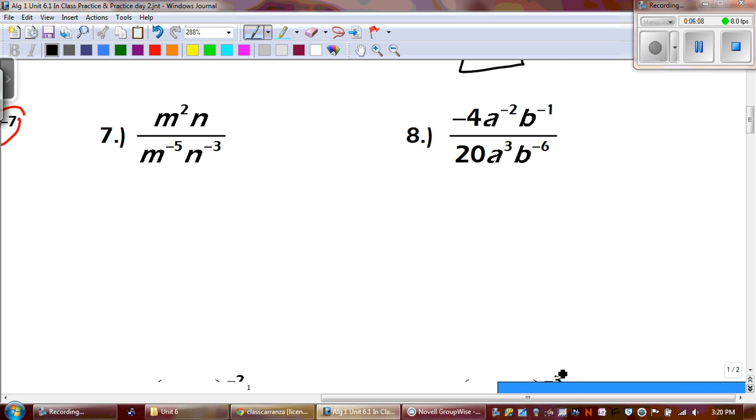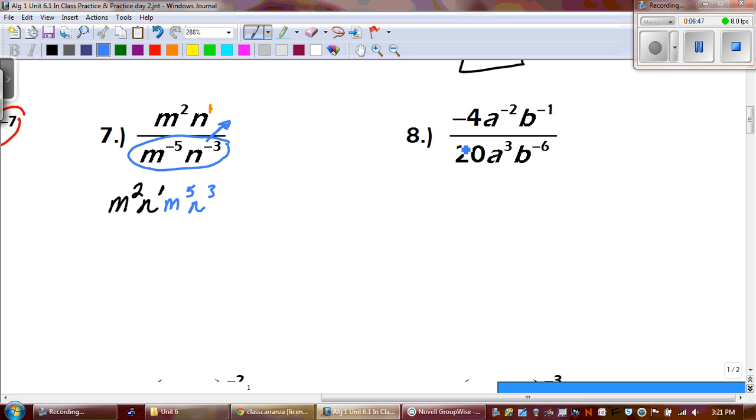All right, number 7. Now the top looks fine. I need to remember that that n has an exponent of 1. But I do have some negative exponents on the bottom, so my exponents are negative. They're on the bottom, so I need to bring them to the top. All right, so the black numbers are what was already there. And now we're adding to the top m to the 5th and n cubed. So once they come to the top, boom, positive now.